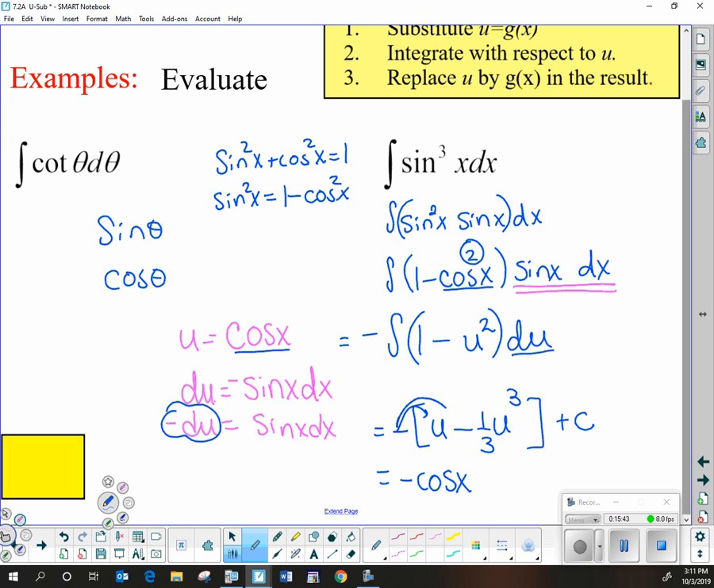The negative distributes in and gives us a plus 1/3. U becomes cosine x, but don't forget the cubing. I'm going to put it right there, and then we have our plus c. And that is a rather complicated answer, one that you probably could not guess off the top of your head as the antiderivative of sine cubed.